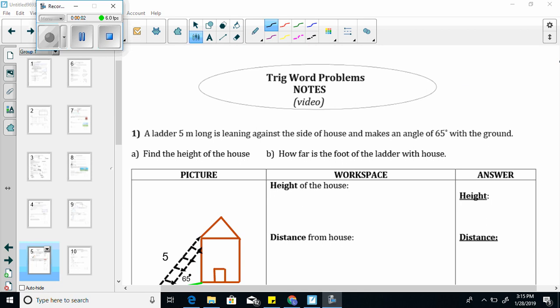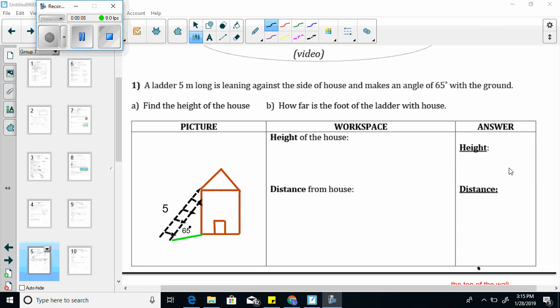Welcome to Trig Word Problems. This is page 5 of Unit 7 notes. So here are some examples.